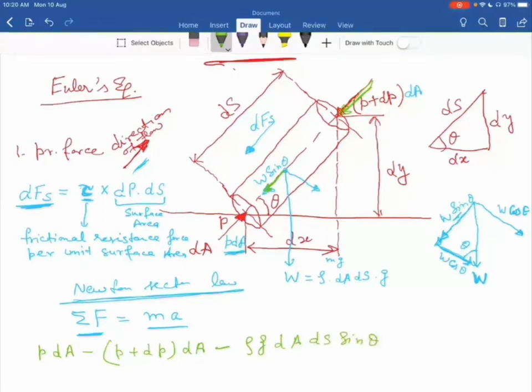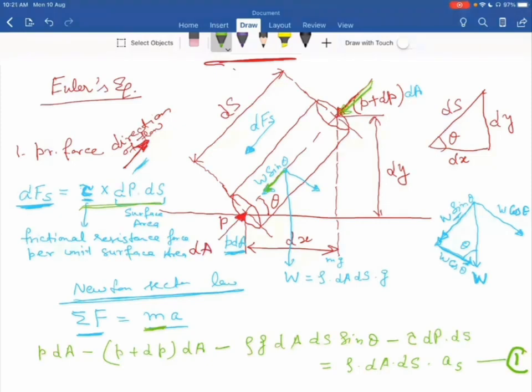Okay, then the resistance force. Resistance force is this one, again opposite to the flow, minus tau dP into ds. dP is capital P, that is perimeter, equal to the mass into acceleration. Mass of the element is rho dA into ds multiplied by acceleration, say that is a_s. Number one.